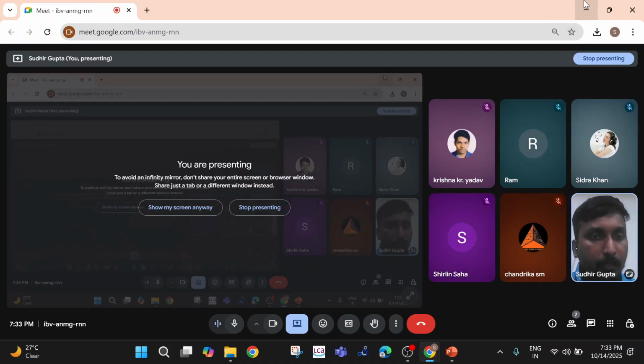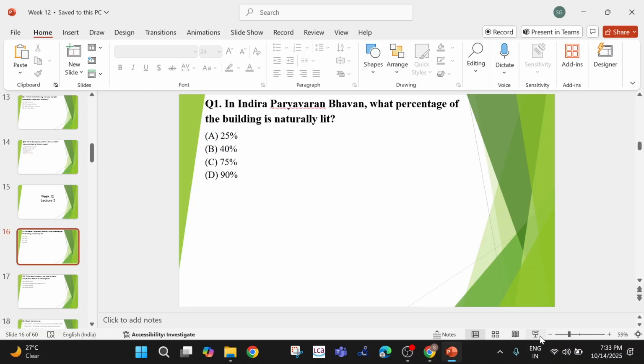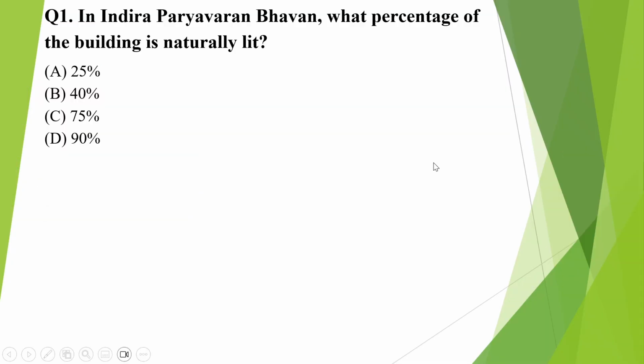For Chandrika and others who joined later, let me project the question. So this was the question which was asked to you all, and if you are having any sort of doubt, then you can go through the lecture slides or the transcript book that are given to you parallelly, and you can revise the things. You can easily identify what percentage was told to you.